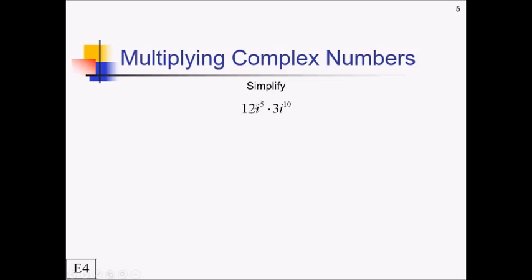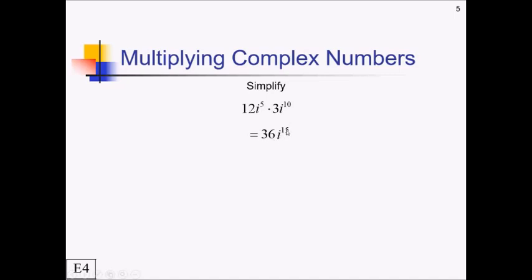So I've got 12 times 3. That gives me 36. i to the 5th times i to the 10th. Well, using my exponent rules, I have to add those. So that's going to be i to the 5 plus 10, or i to the 15th. And now that I've just got a single i to a single power here, at this point I'm going to figure out where I am in that cycle of 4. You could have done this earlier, but I feel like it's less work if you wait until this point.